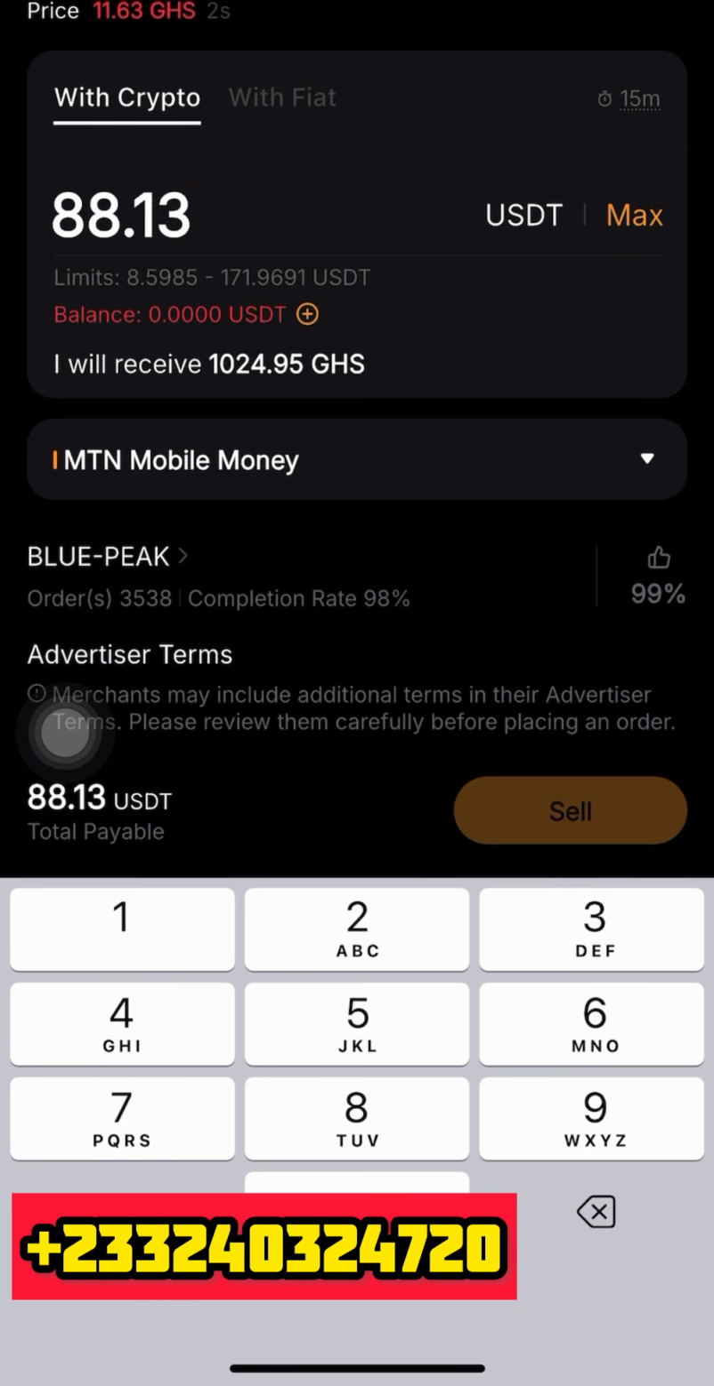So this is how you do bank to P2P arbitrage in 2026. And if you want to learn this process, I'm the best. I'm the one that can put you through.